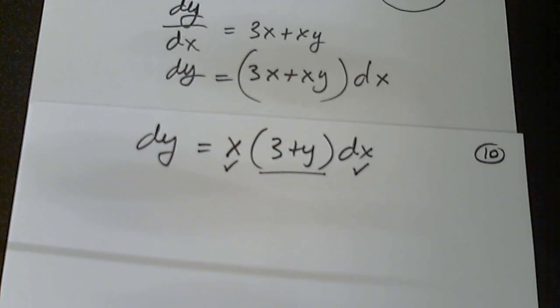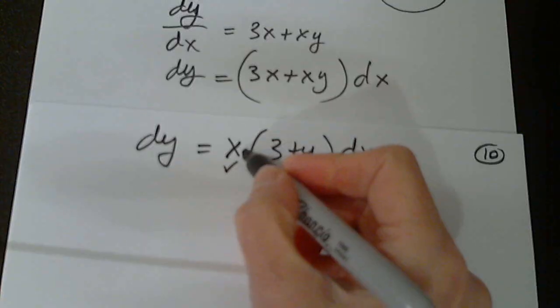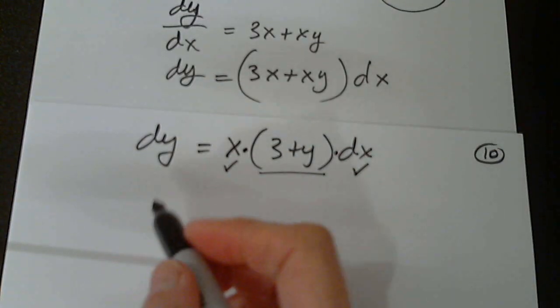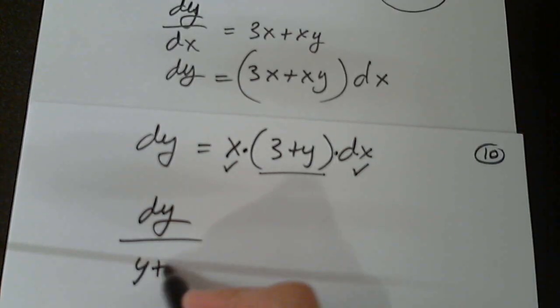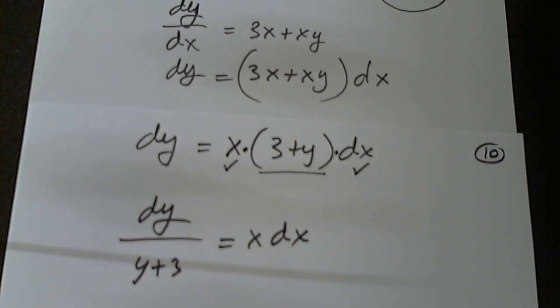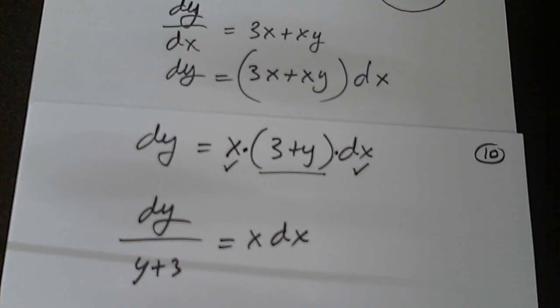Which operation? Would you subtract it? I can't because it's multiplied. Divide it? Exactly. dy over y plus 3 equals x dx. This is the only way. Very good. Now I'm ready. Yes, x alone on one side, all y's are on the other side.